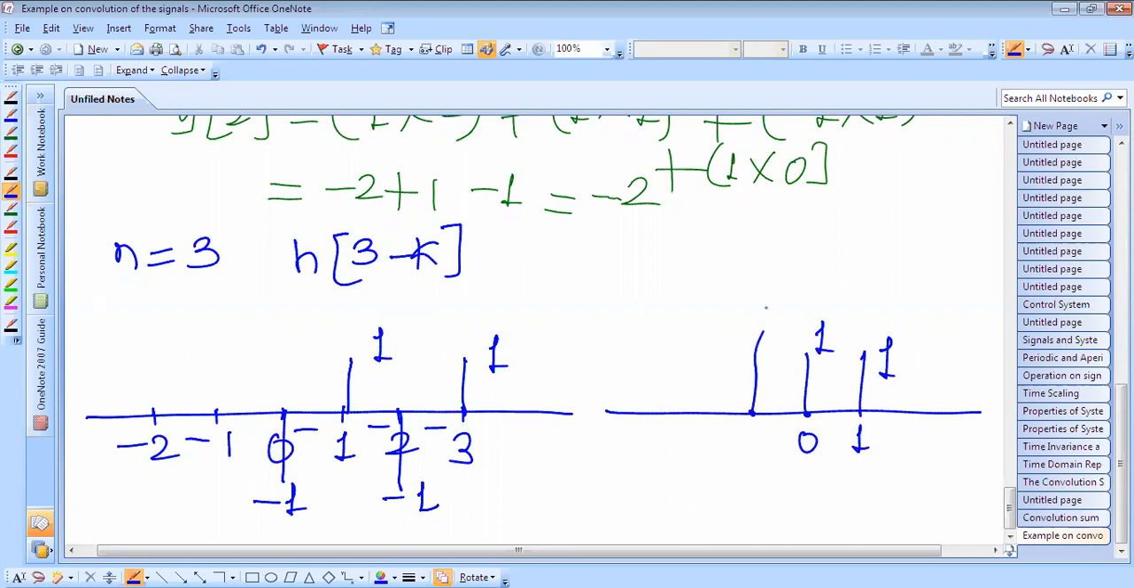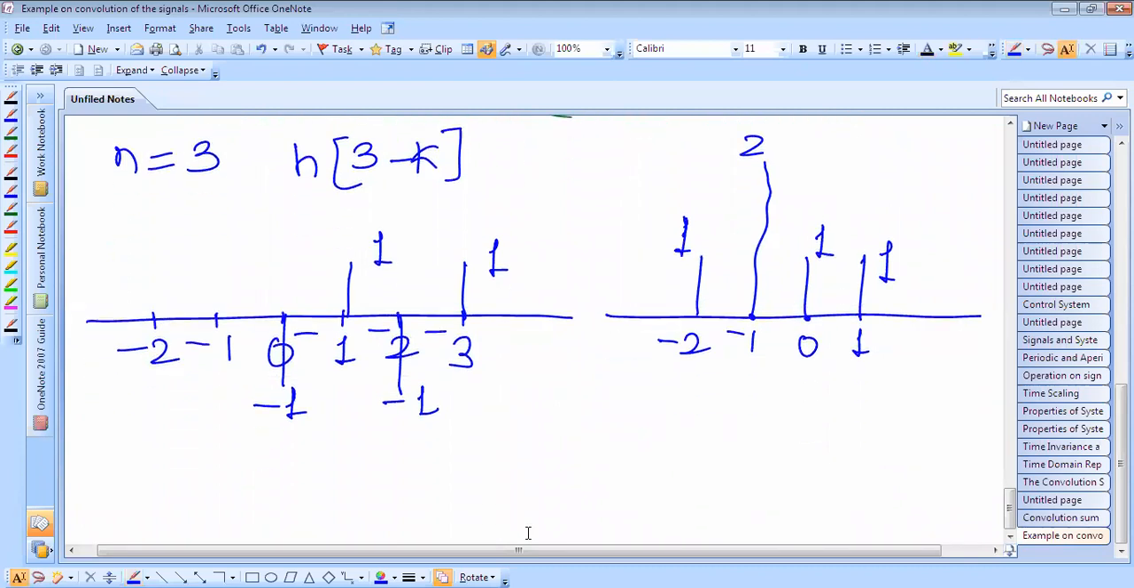At 1 it is again 1. At -1 it is 2, and at -2 it is 1. Okay. Now we have to find the output response, that is y of 3. Okay. So see, the impulse response at 0 is -1. Input at 0 is 1.